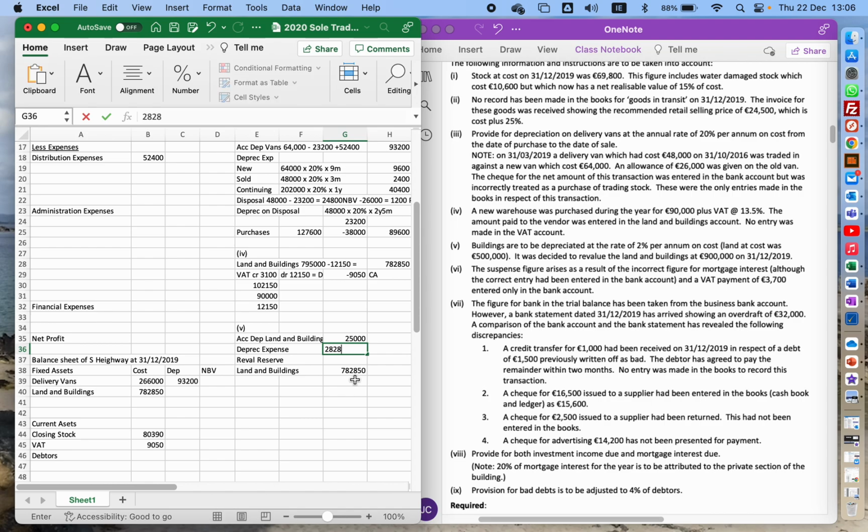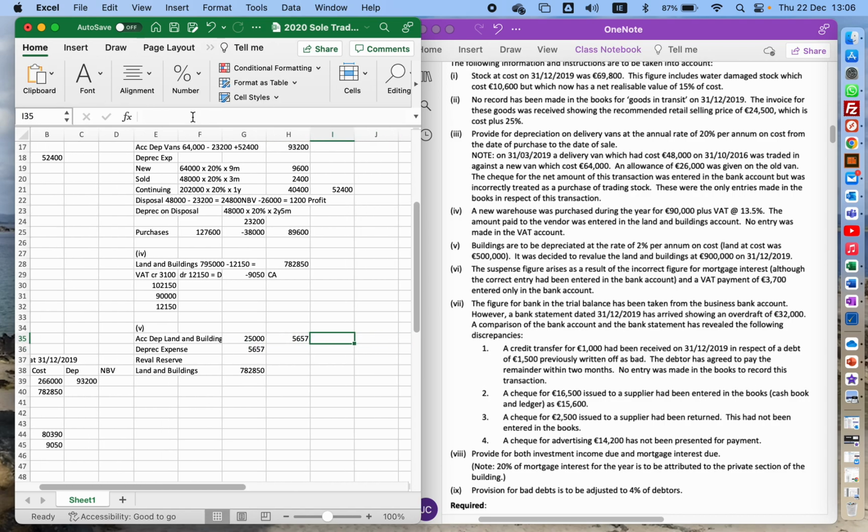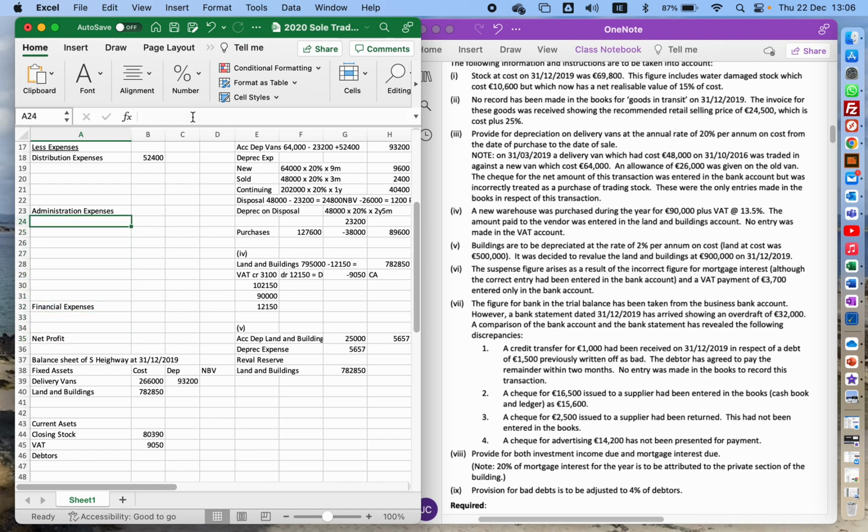282,850. And we're going to get 2% of that. So that's my depreciation expense. And I'm going to add my depreciation expense to my accumulated depreciation. So that means I end up with a new figure of 30,000 and something. Now my depreciation expense, I'm going to put that in here straight away, and it's an administration expense. Okay, so 5,657, there you go.